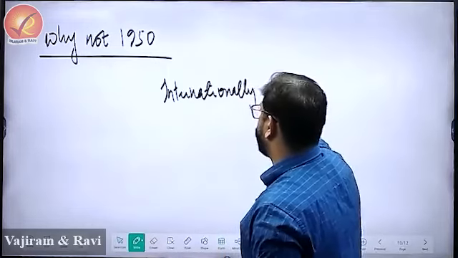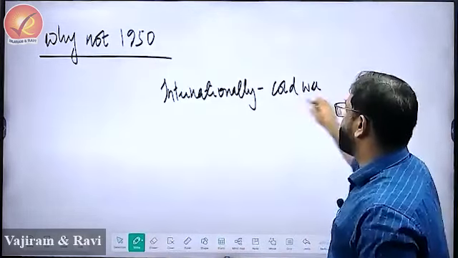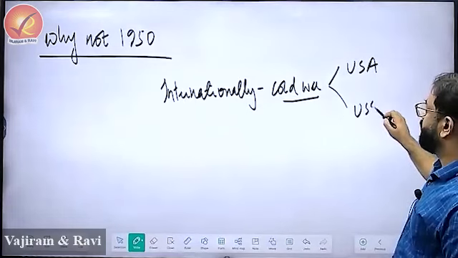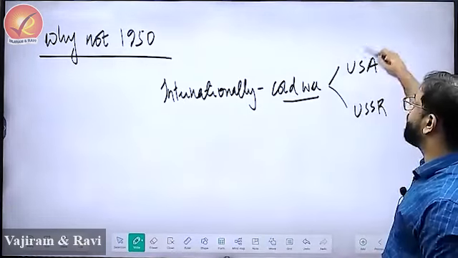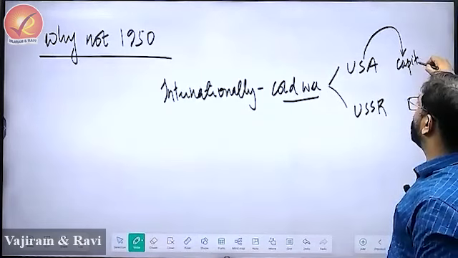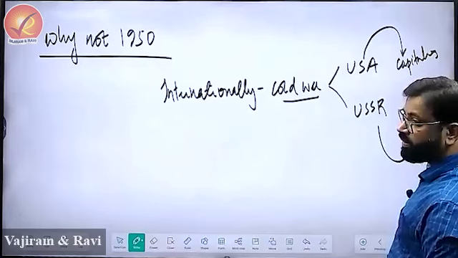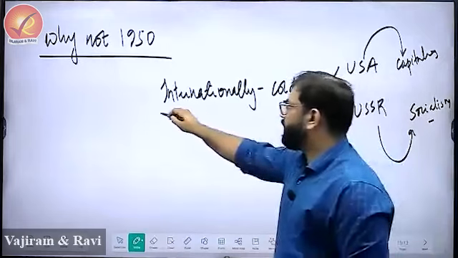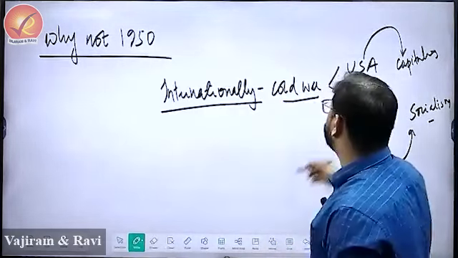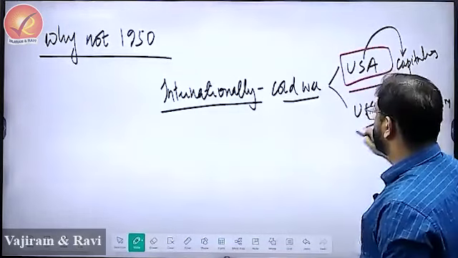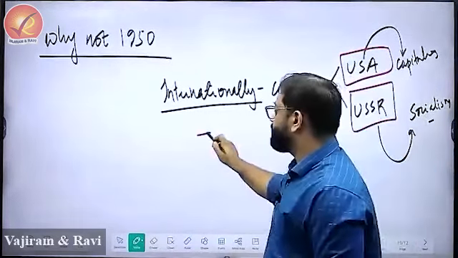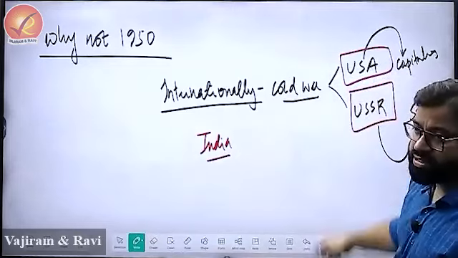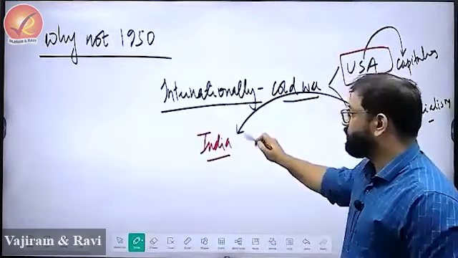Cold War. And in the Cold War, what was happening? There were two camps. One was the United States of America, the other was USSR. Philosophically speaking, USA was following capitalism, USSR was following socialism. Tell me something, while the international community was getting divided into two camps, who was a closer friend to India? USA or USSR? USSR was a closer friend to India.